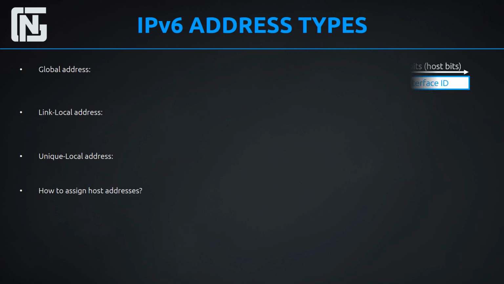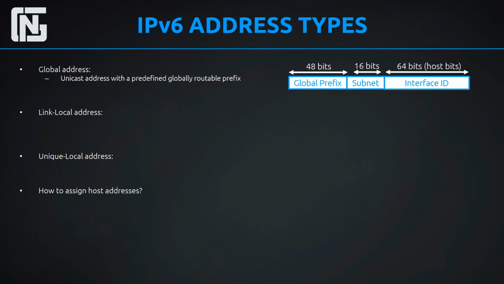So what is this global address thing? Well, we looked at something already that had a global prefix and a subnet, and then we had our host portion. This never changes. The host portion is always 64 bits. But the thing about a global address, it's a unicast address with a globally routable prefix. And that's why it says global prefix here, because it means it's actually routable on the internet. The global address is an IPv6 address that is routable on the internet. That's the main thing to know about it.